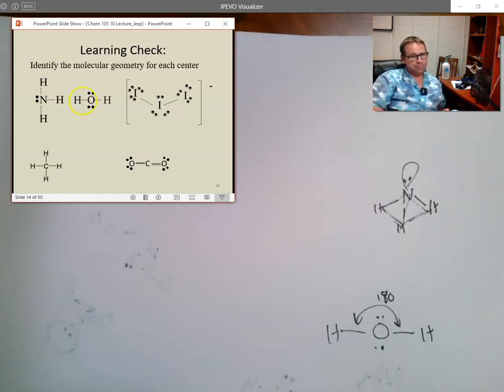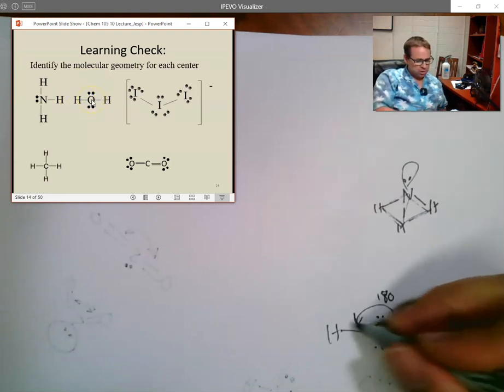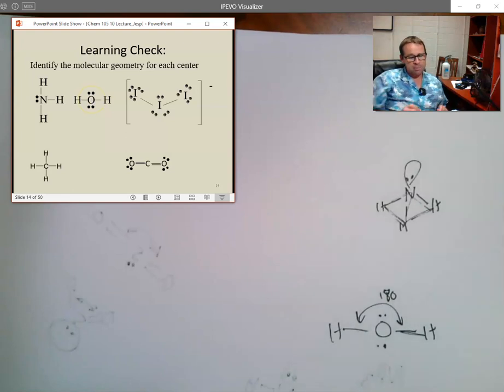What is it? Is it bent? It is. The shape is bent. And what's the angle between the hydrogen-oxygen bonds? A little less than 109.5. That's right. Very good. All right, Samantha, you get the hard one here.